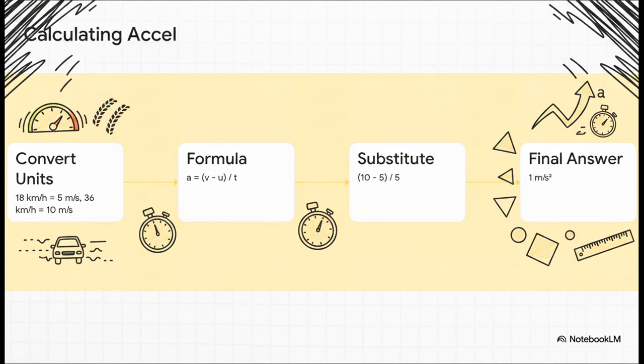10 minus 5 is 5, divide that by our time of 5 seconds, and boom, our final answer is an acceleration of 1 meter per second squared. Always, always check your units first.